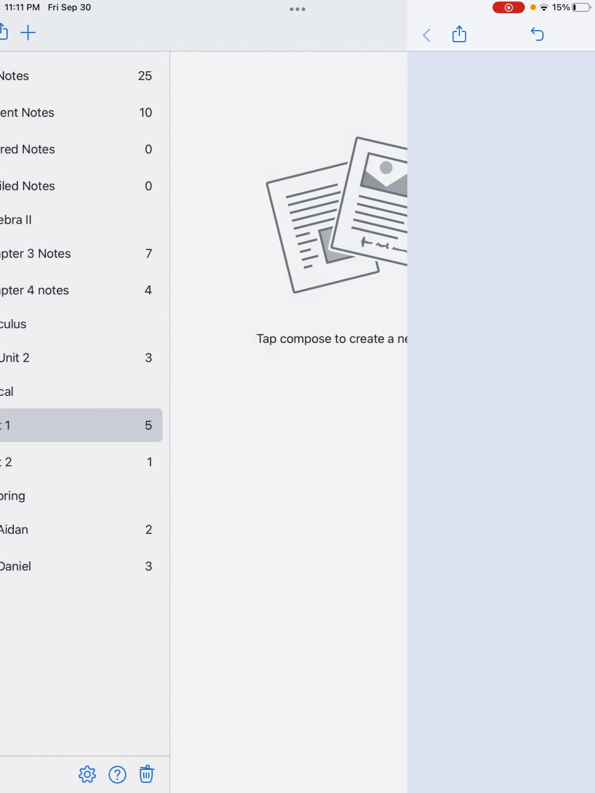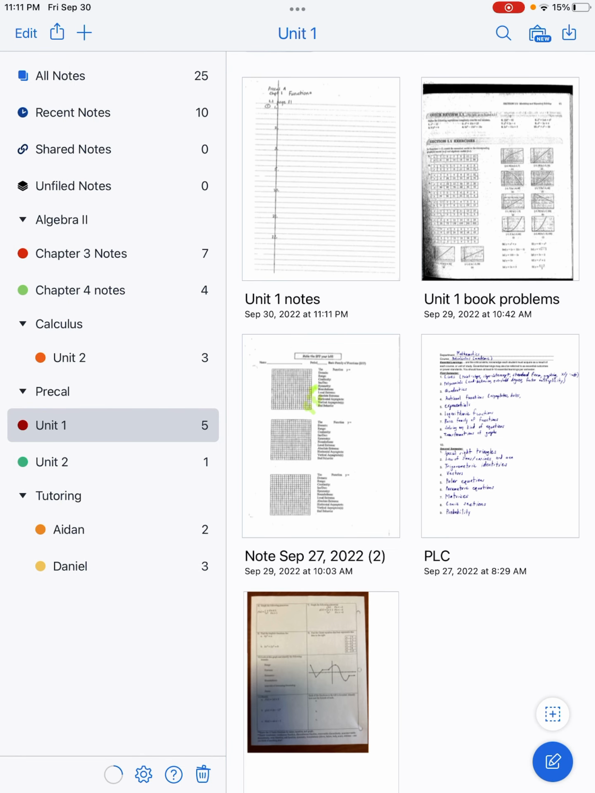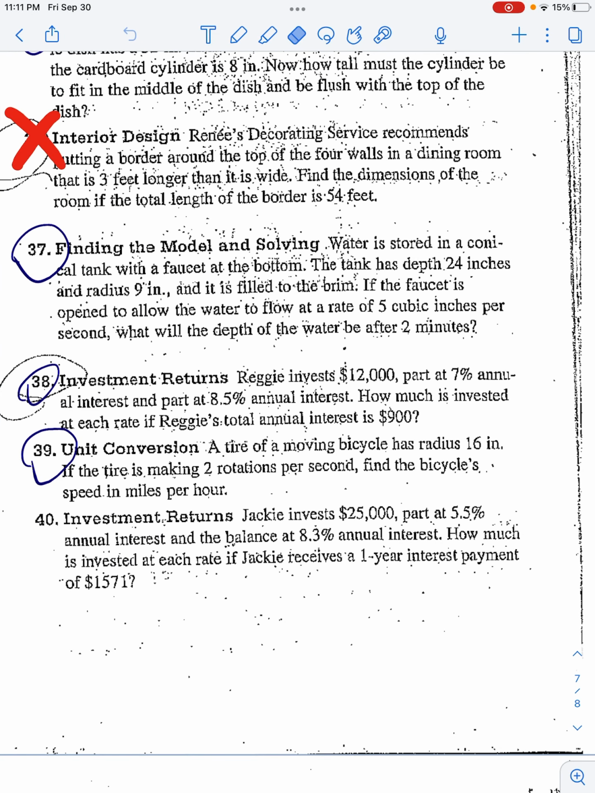All right, so let's move on to number 38. Reggie invests $12,000, part at 7% annual interest, and part at 8.5% annual interest. How much is invested at each rate if Reggie's total annual interest is $900? Okay, guys, so let's think about this.